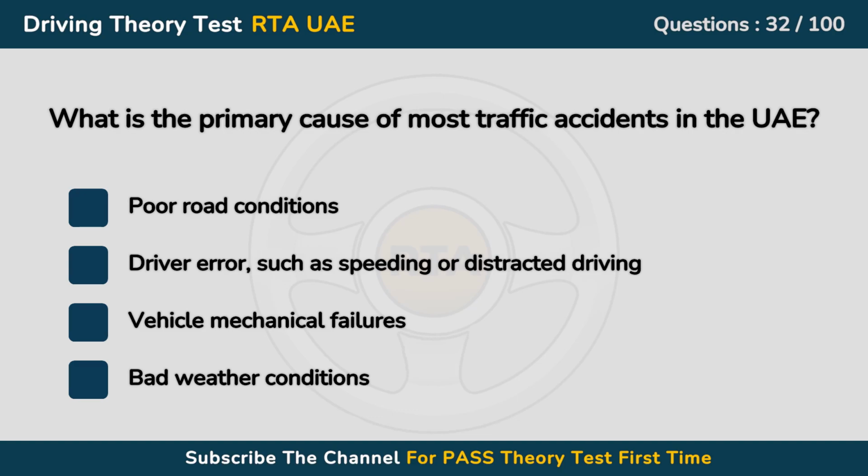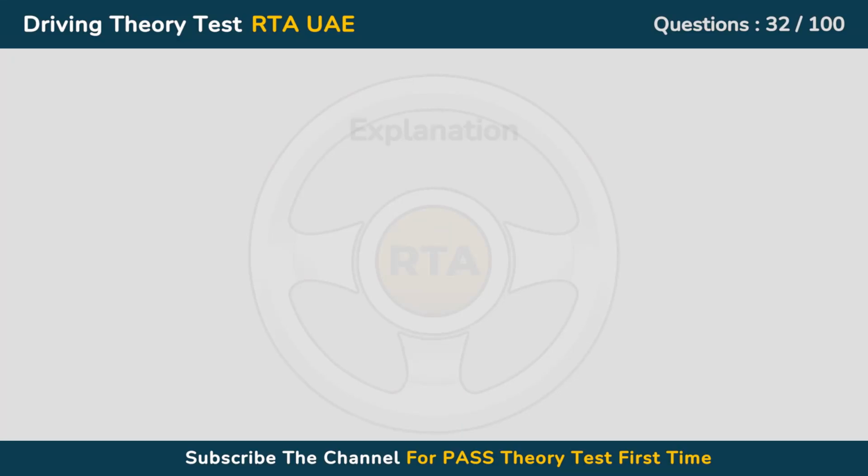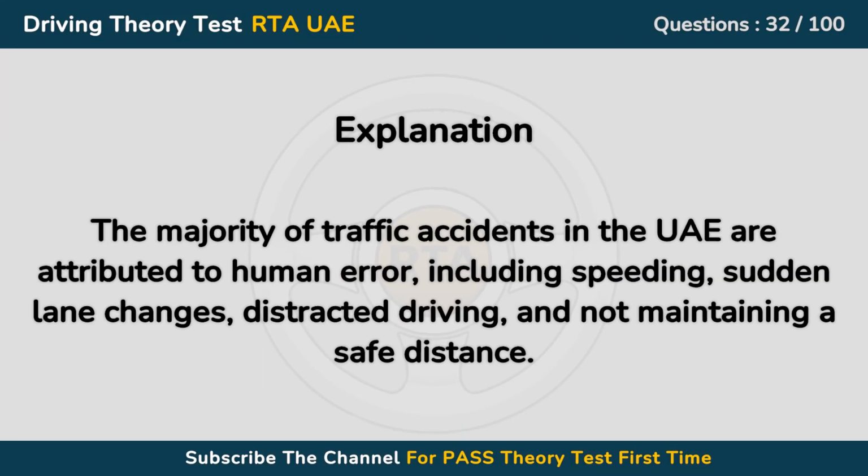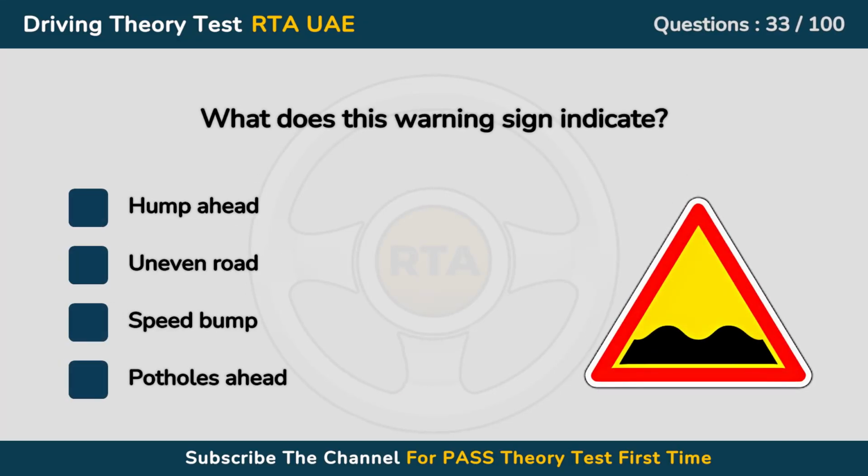A. Poor road conditions. B. Driver error, such as speeding or distracted driving. C. Vehicle mechanical failures. D. Bad weather conditions. Answer is B. Driver error, such as speeding or distracted driving. The majority of traffic accidents are attributed to human error, including speeding, sudden lane changes, distracted driving, and not maintaining a safe distance. Question 33. What does this warning sign indicate?